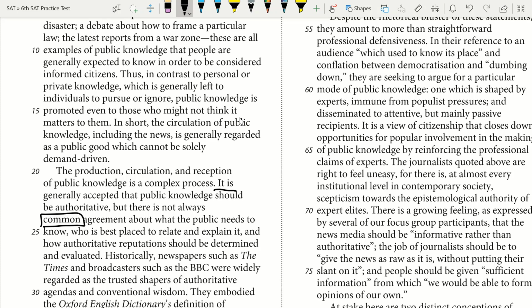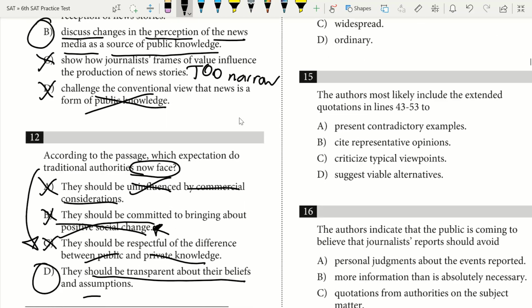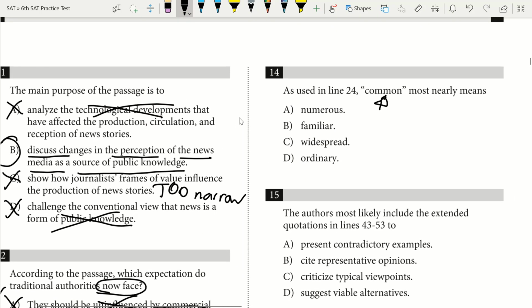It is generally accepted that public knowledge should be authoritative, but there's not always common agreement about what the public needs to know. Okay, in this case, common agreement would be something like shared agreement or widespread agreement. Because that agreement, or lack thereof, is really being considered as far as the whole population. The whole population does not have a shared opinion or a widespread opinion or consensus about this. So I'm looking for shared or widespread as my answer choice there. Let's see if we have either of those. We don't have shared, but we do have widespread, so our answer there is going to be C. We wouldn't describe it as a numerous agreement or familiar agreement or ordinary agreement. We're talking about widespread agreement among a group of people.